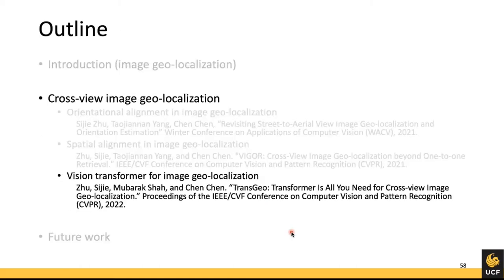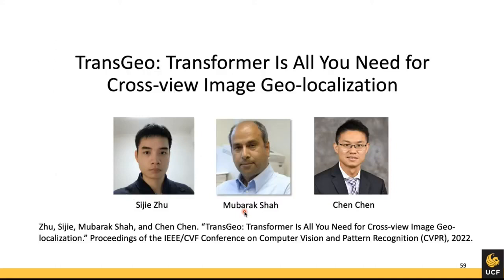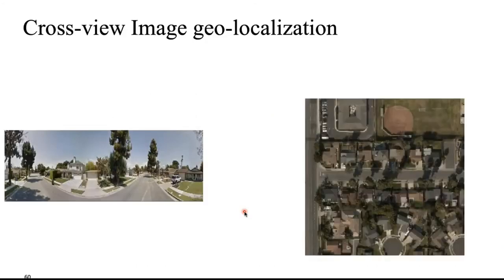Finally, I want to introduce our latest work that is using Vision Transformer for this cross-view image geolocalization task. And this is published in CVPR 2022 this year. As you have already seen in a couple of examples, cross-view image geolocalization is very challenging because of this domain gap. The visual appearance is very dissimilar.